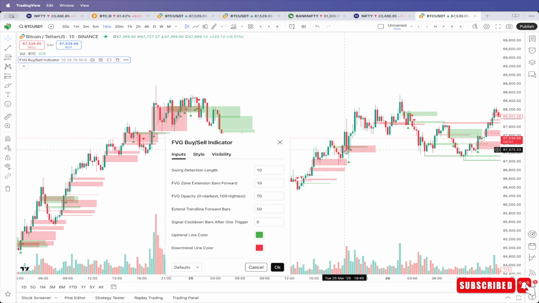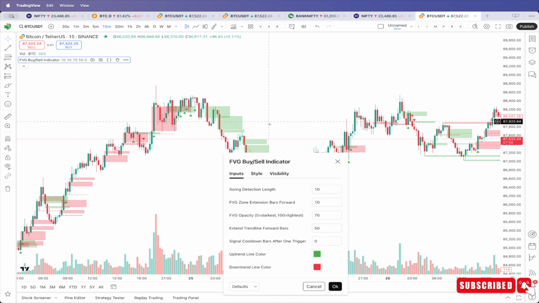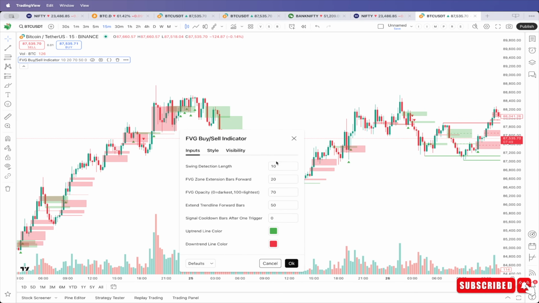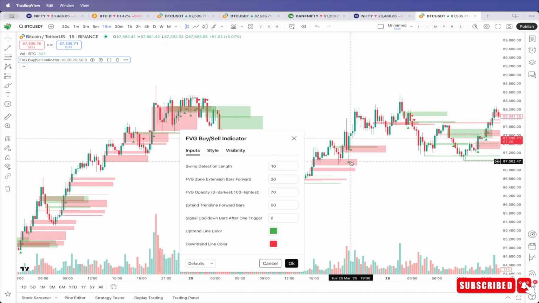So this area basically will be extended or collapsed based on this value. If you want these to be extended further, you can change the value, let's say to 20, and this will be extended further as well. It takes a while, so please bear with it. Okay, and that's how you can change it.